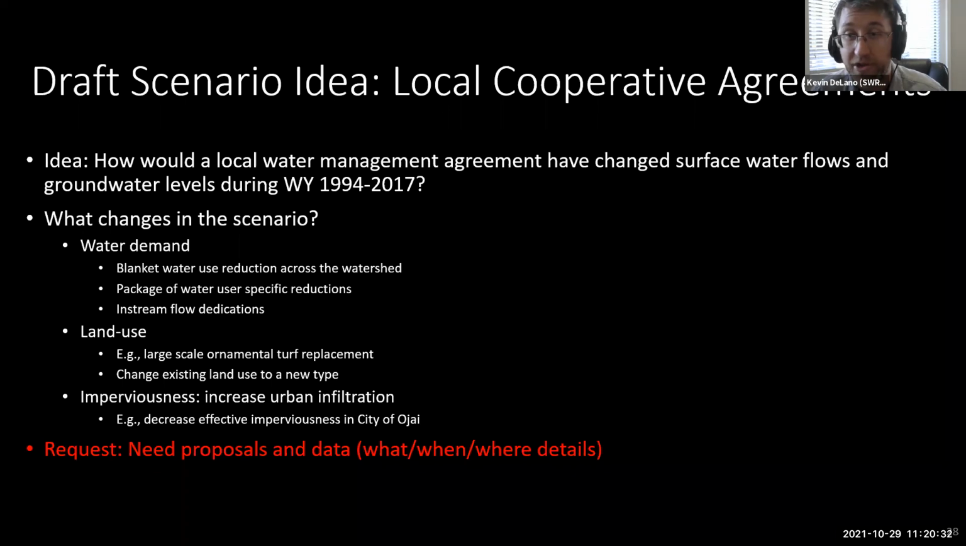If you want to work with us on developing a local cooperative agreement scenario, please email us as soon as possible and submit your proposals by December 3rd. And please include as much description of the data that you'll be able to pull together.